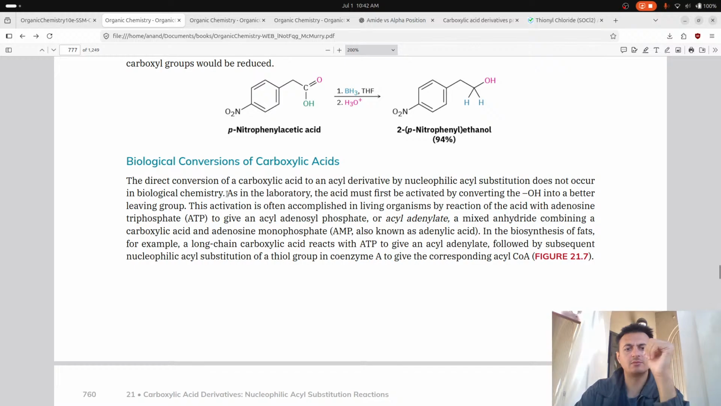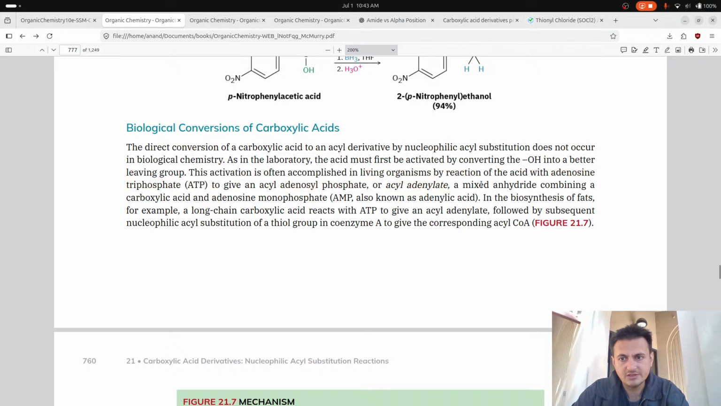Direct conversion of a carboxylic acid to an acyl derivative by nucleophilic acyl substitution does not occur in biological chemistry. As in the laboratory, the acid must first be activated by converting the OH into a better leaving group. This activation is often accomplished in living organisms by reaction of the acid with adenosine triphosphate, to give an acyl adenosyl phosphate or an acyl adenylate. Mixed anhydride.